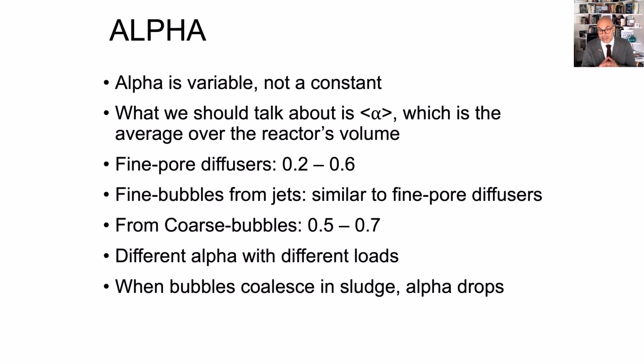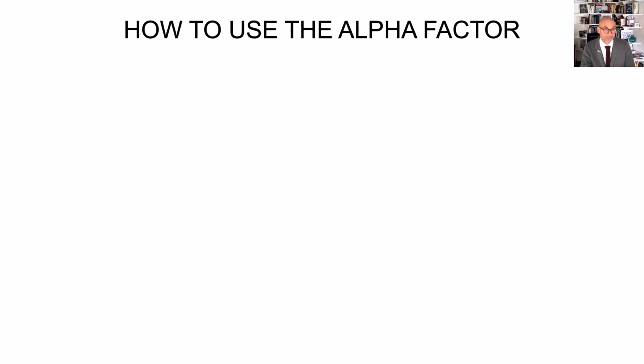The reason is alpha is the ratio of KLAs. The little a is the surface area. So if bubbles coalesce, they accelerate, all right, but they lose a lot of area. So the A plummets. And this happens when you have a sludge that is very thick, such as in digesters or membrane bioreactors. How do we use the alpha factor?